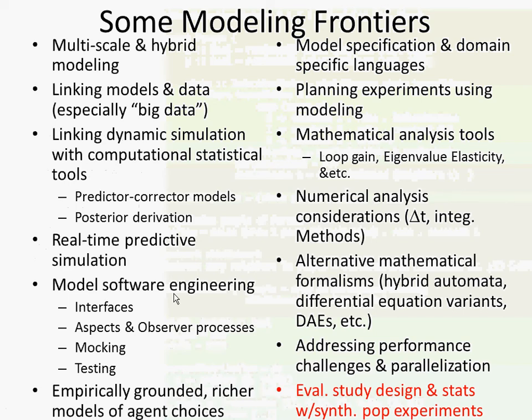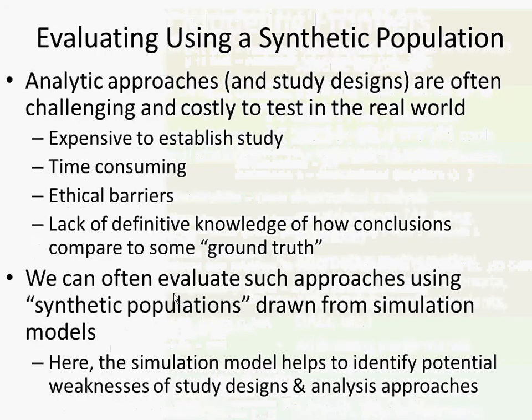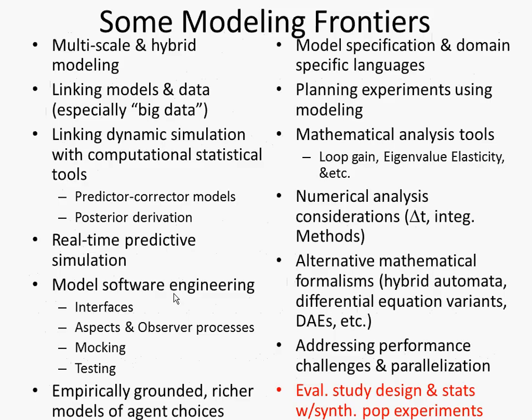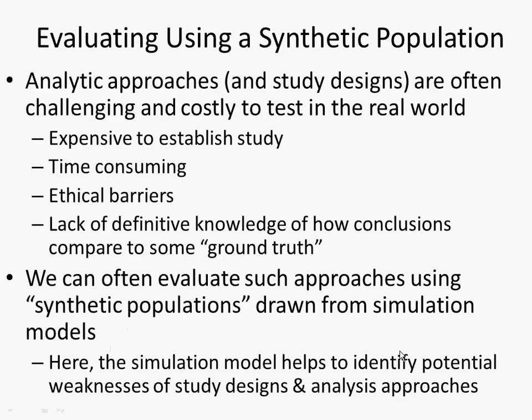So one thing we haven't talked about is these agent-based simulation models. For example, we can use them to evaluate inferences that we might make on real-world populations by doing it on the simulation. The advantage is in the simulation, we know the exact situation. We know what's going on behind the scenes. We know the so-called ground truth.